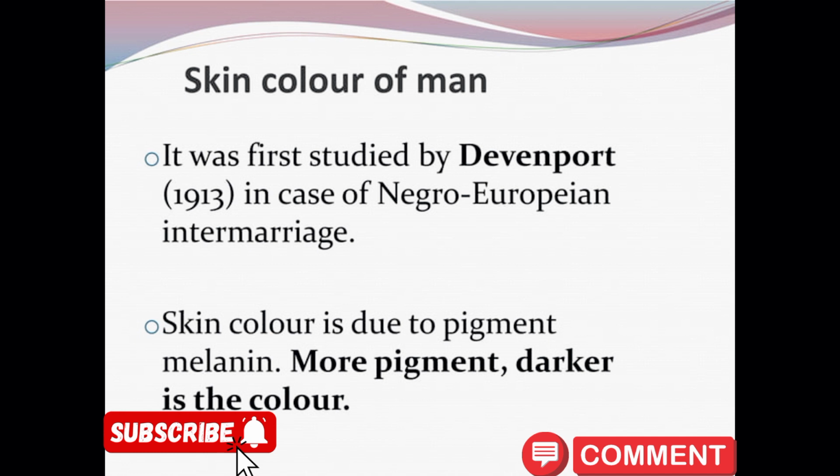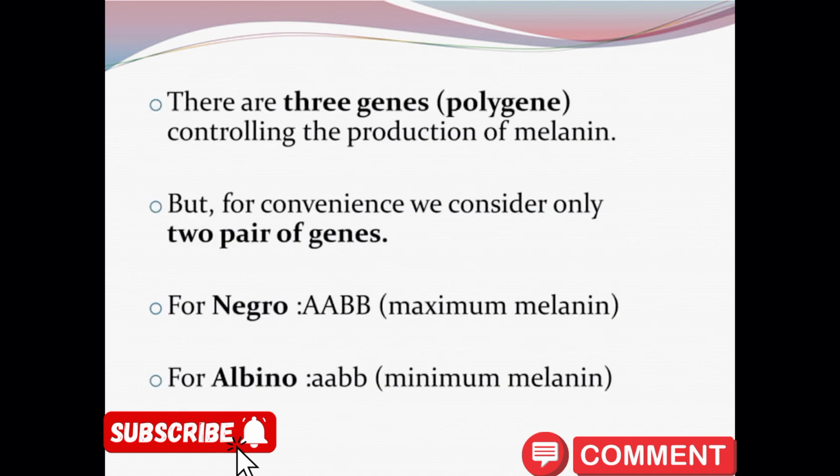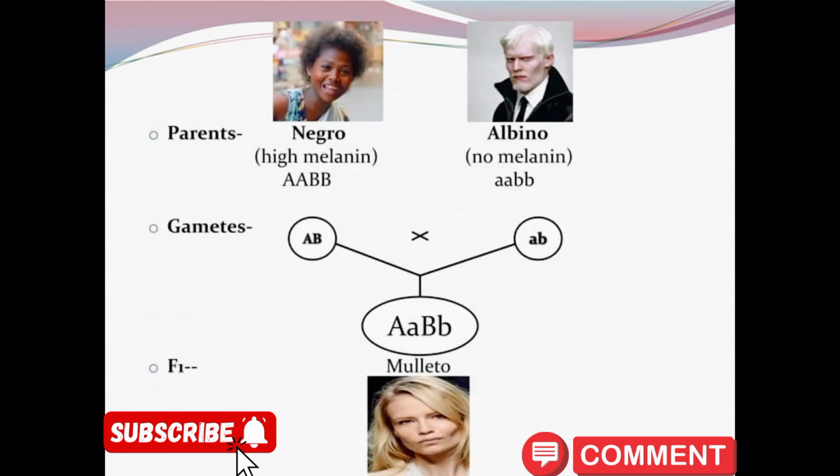Skin color is due to the pigment melanin. More pigment, darker is the color. There are three genes, polygenes, controlling the production of melanin. But for convenience, for easy understanding, we consider only two pairs of genes. For Negro, double capital A and double capital B. And for albino, small double a and small double b, which produce less melanin, while capital A and capital B produce maximum melanin.